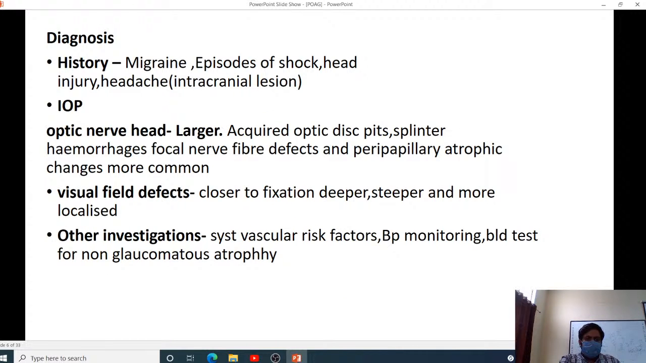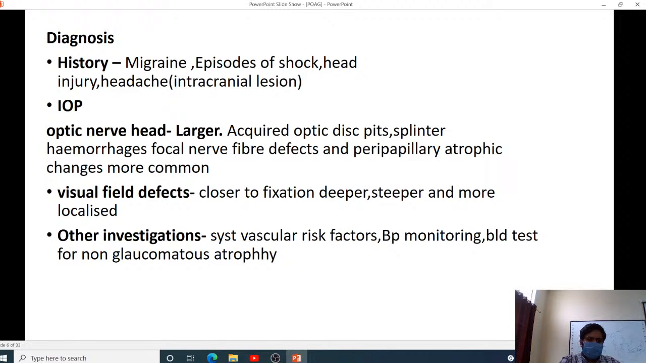How do we diagnose? The patient may sometimes have a history of migraine or episodes of shock, any head injury or any intracranial lesion. Sometimes the patient has gone through surgery, and in most patients there is a history of blood loss. All these are present in the history, and IOP is always less than 21 millimeter of mercury. The optic nerve head is usually larger. The optic disc is large, and there is an acquired optic disc pit with splinter hemorrhages and focal nerve fiber layer defect with peripapillary atrophy, which are more common.